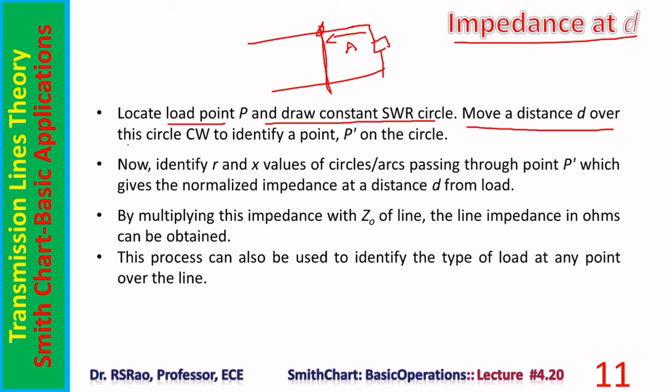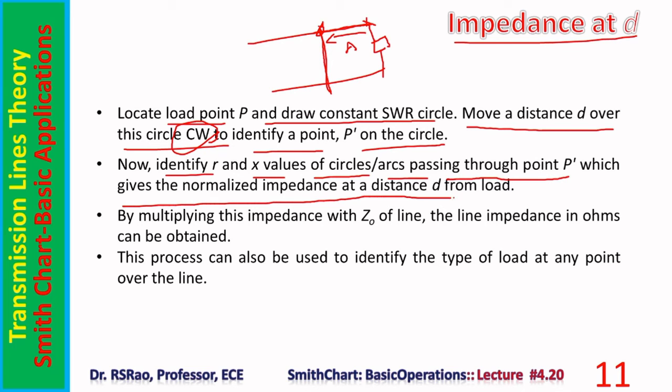Move a distance D over the circle clockwise. Why clockwise? Because the point is towards the source. You are here, and moving towards the source means moving clockwise. So identify a point P prime on the circle. Now identify the R and X values of the circle and arc passing through this point, which give the normalized impedance at a distance D from the load. By multiplying this impedance with the Z0 of the line, the impedance in ohms can be obtained. This process can also be used to identify the type of load at any point over the line.